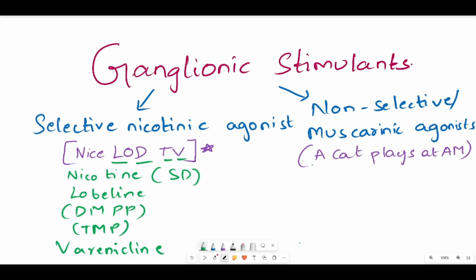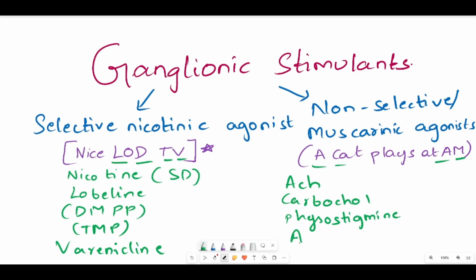Here A means it is acetylcholine, C means it is carbachol. Then P means it is physostigmine. And we have A and M. A means it is anticholinesterase. M means it is MCN 343A.